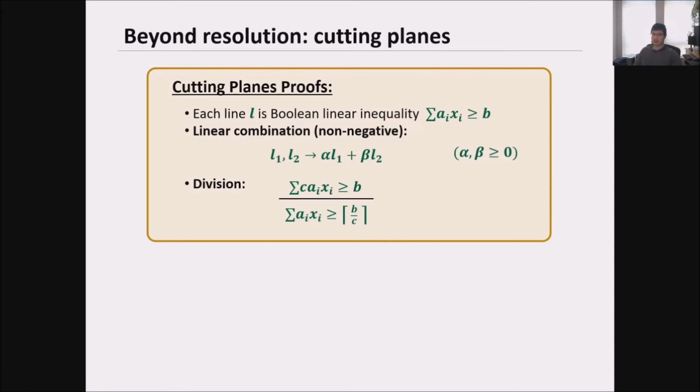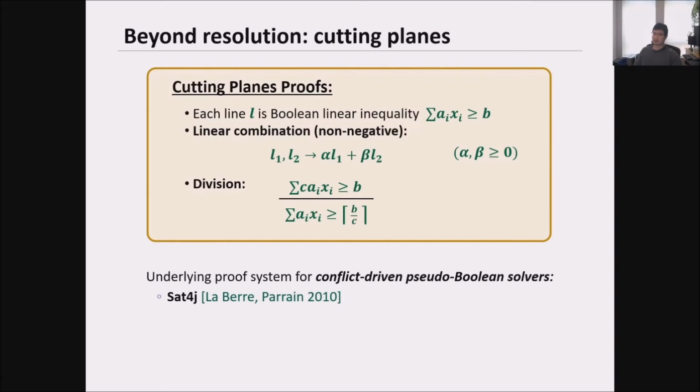Okay, so the cutting planes proof system is what underlies this approach of conflict-driven pseudo-Boolean solving. So this is sort of a generalization of conflict-driven SAT solving, but lifted up into the pseudo-Boolean arena. So right now, there are two conflict-driven pseudo-Boolean solvers available. There's Sat4j, which came out around 2010. Then there's a newer pseudo-Boolean solver called RoundingSat, which came out in around 2018.